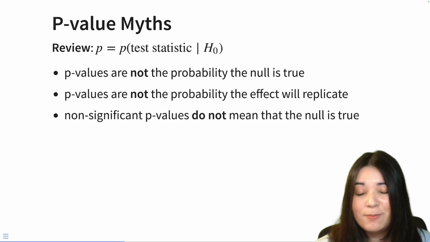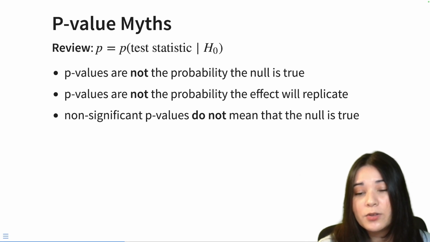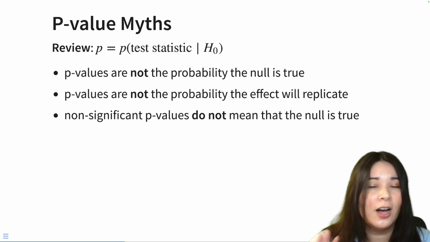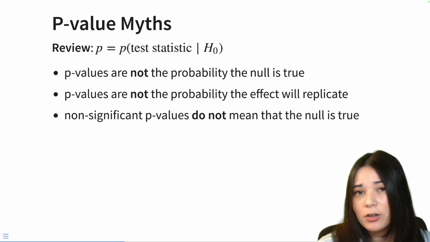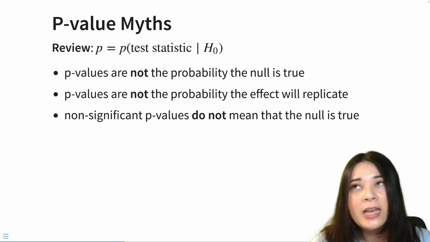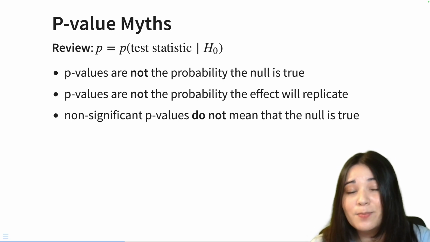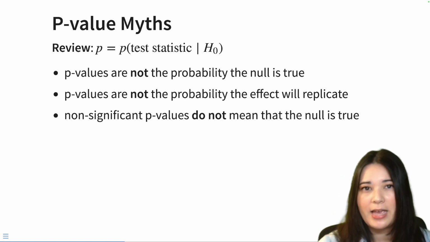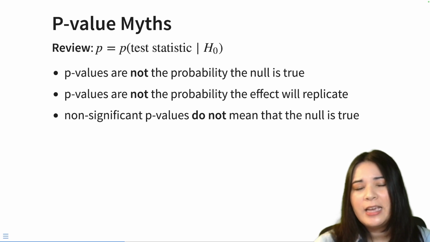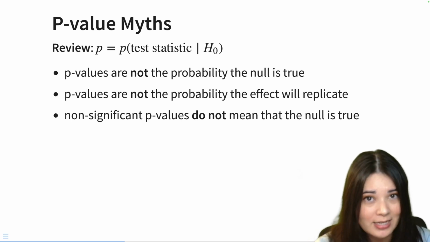And lastly, and maybe most importantly, non-significant or large p-values do not mean that the null is true. To be fair, under Fisherian hypothesis testing, we are using p-values as continuous measures of evidence against the null, but just because we failed to find evidence that the null is false doesn't mean that it's true. This would be like saying, I didn't find evidence that John Doe is a murderer, so he's not a murderer. It doesn't mean that that evidence isn't out there. It just means that I did not find it.